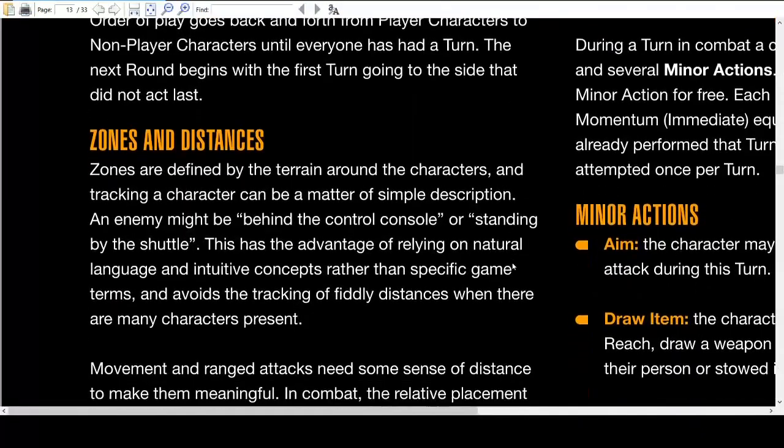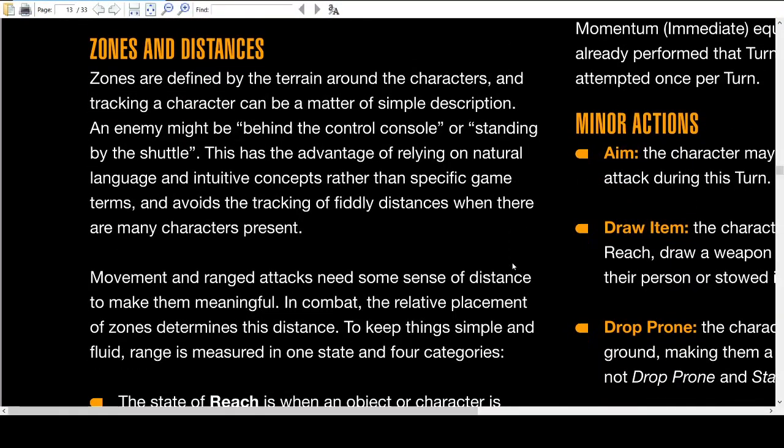Okay, moving on, we are going into zones and distances. Zones are defined by the terrain around the characters, and tracking a character can be a matter of simple description. An enemy might be behind the control console or standing by the shuttle. This has the advantage of relying on natural language and intuitive concepts rather than specific game terms, and avoids the tracking of fiddly distance when there are many characters present. Movement and range tags need some sense of distance to make them meaningful. In combat, the relative placement of zones determines its distance. To keep things simple and fluid, range is measured in 1 state and 4 categories.